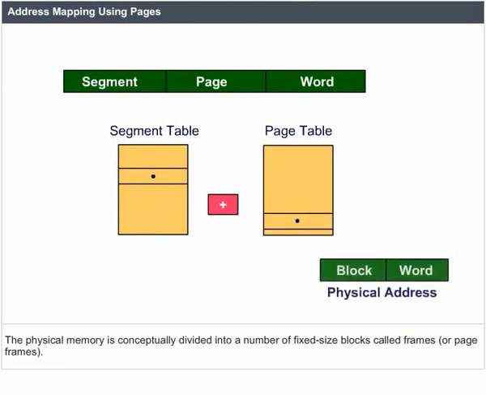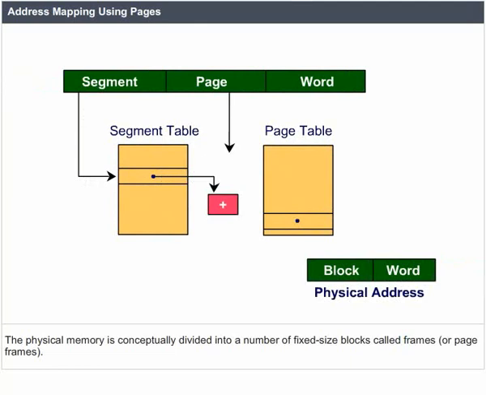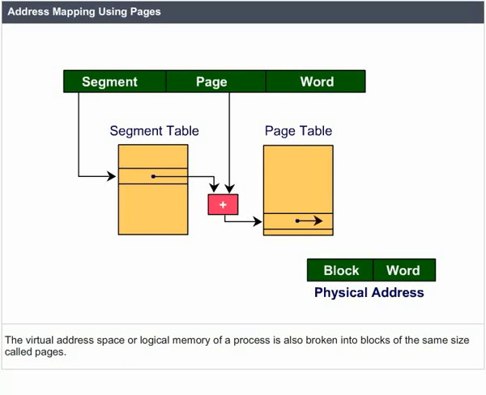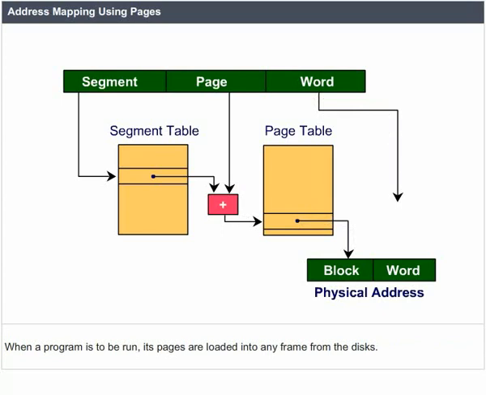Address mapping using pages. The physical memory is conceptually divided into a number of fixed-size blocks called frames or page frames. The virtual address space or logical memory of a process is also broken into blocks of the same size called pages. When a program is to be run, its pages are loaded into any frame from the disk. Example: consider a computer with an address space of 8K and a memory space of 4K.